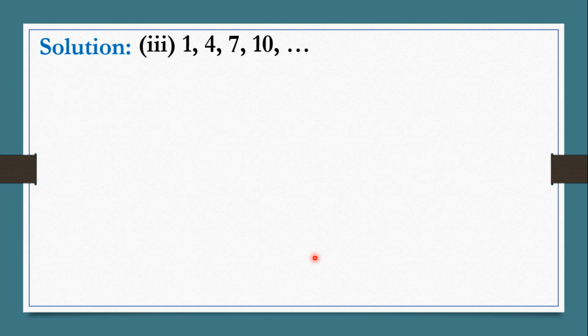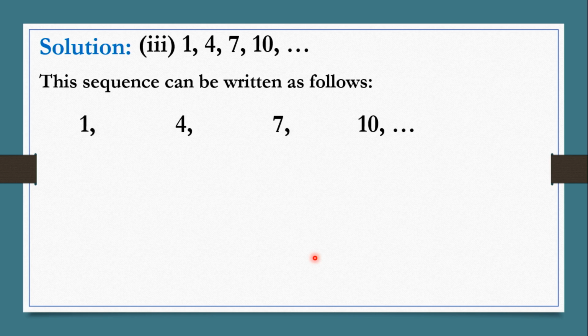Now we move on to the next one. 1, 4, 7, 10, and so on. So we rewrite it. The first term is 1. The second term is 4. The third term is 7. The fourth term is 10. What can you observe here?